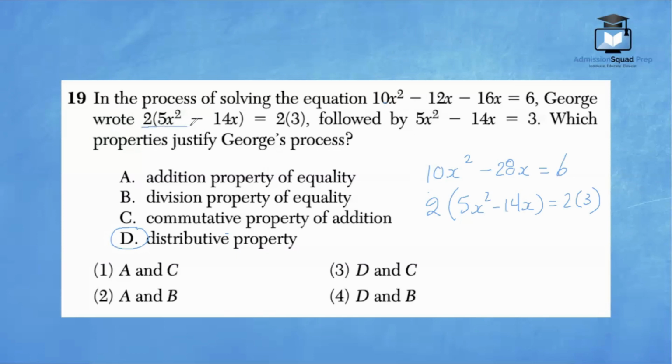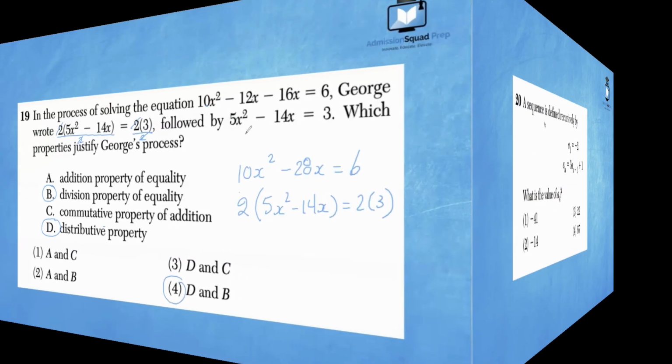So the only operation we can do to have the 2's disappear is to divide both sides of the equation by 2. And these 2's will cancel. So now we have 5x squared minus 14x equals 3. So we call that the division property of equality. So the correct answer is choice 4.